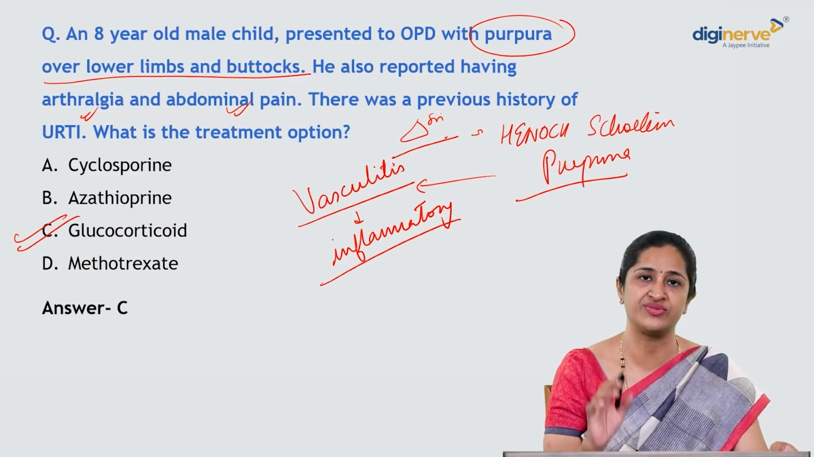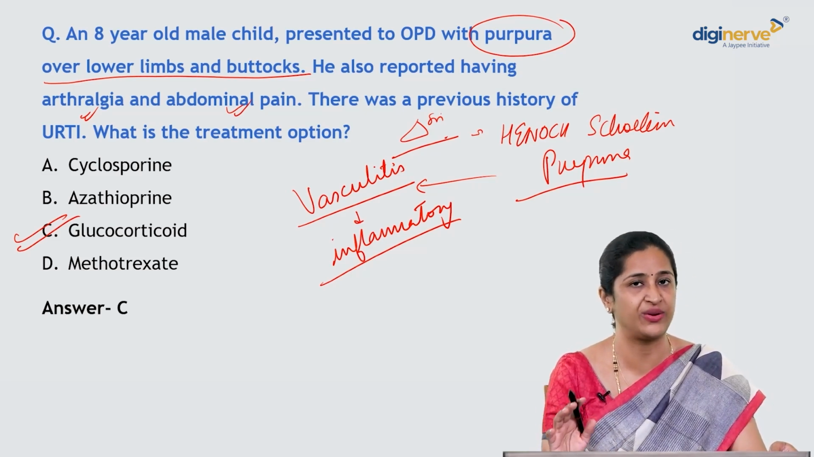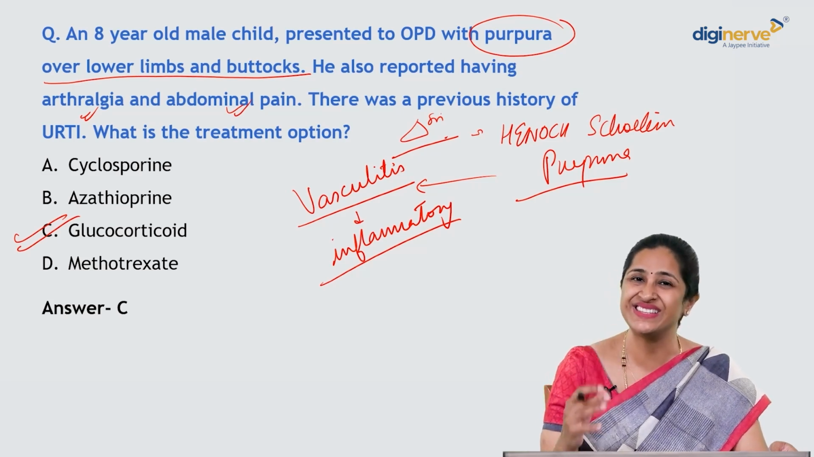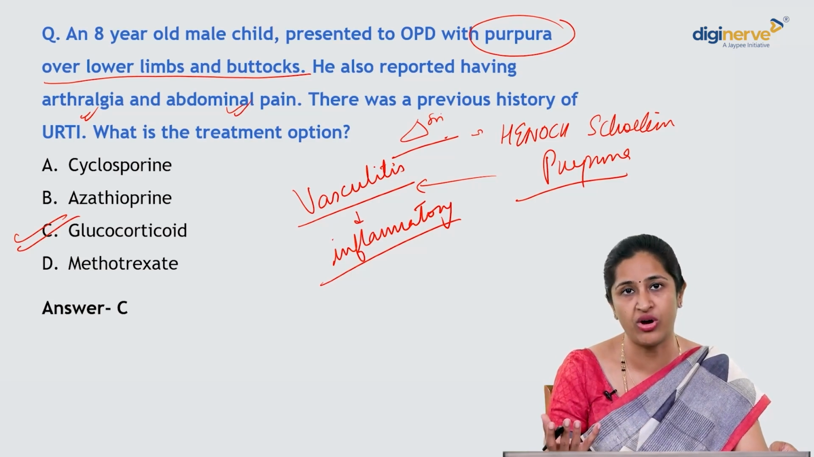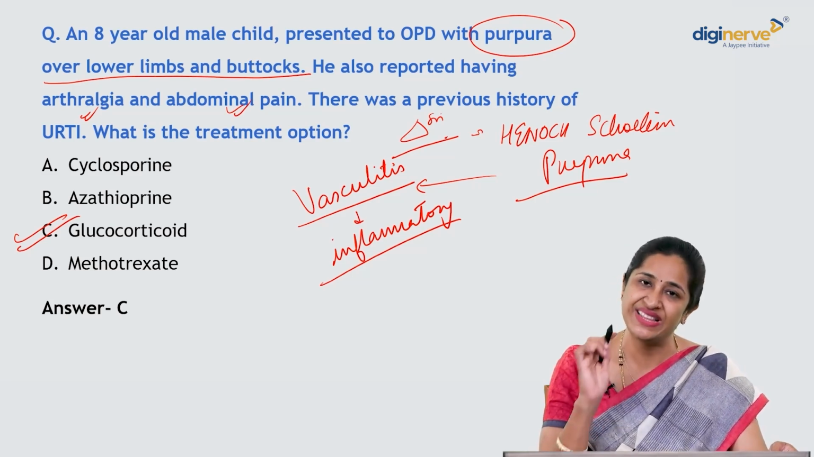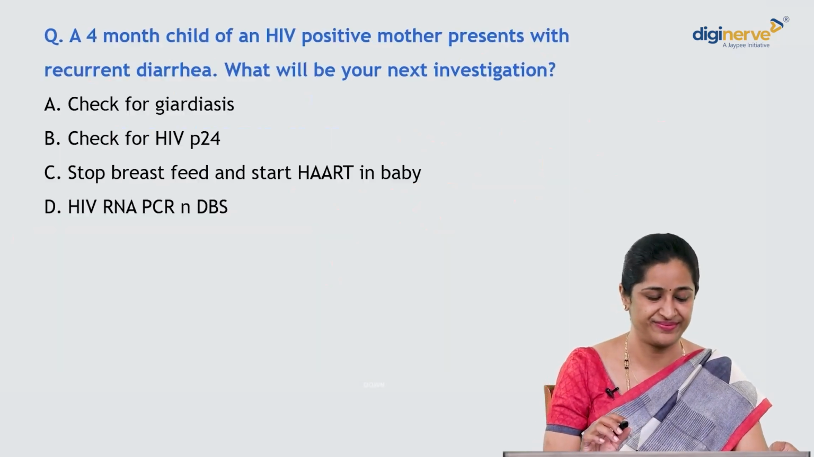Glucocorticoids are the drug of choice which are first used. Remember, not all Henoch-Schönlein purpura require steroids. The extensively severe ones, where they have severe abdominal pain, arthralgia, difficulty in walking, extensive rash, these are the places where you need to use a glucocorticoid if ever.